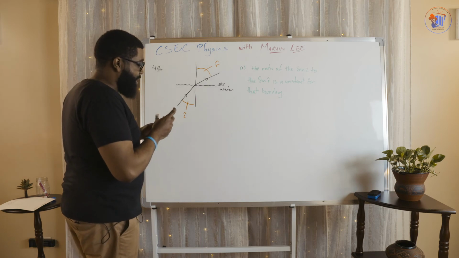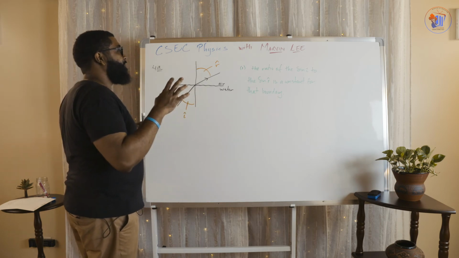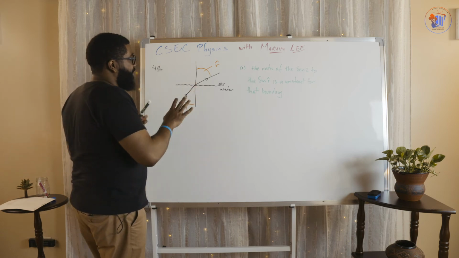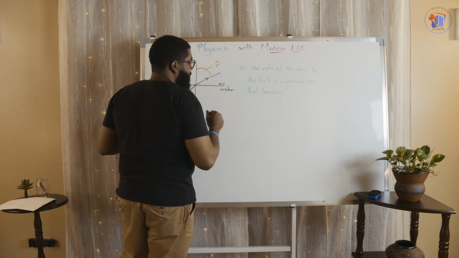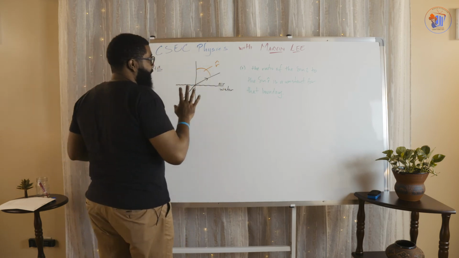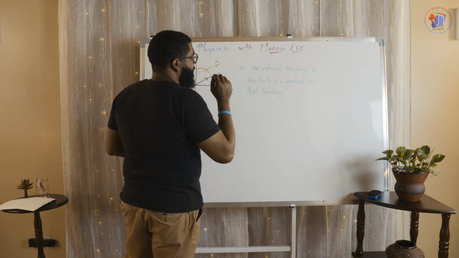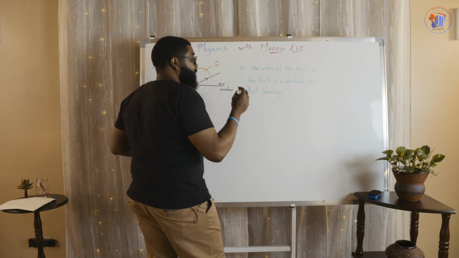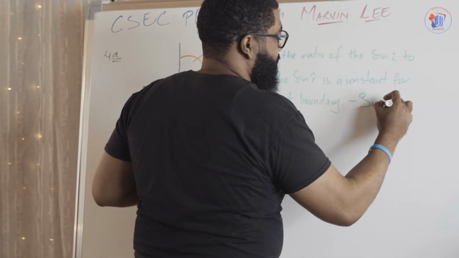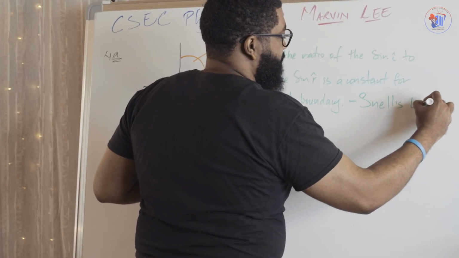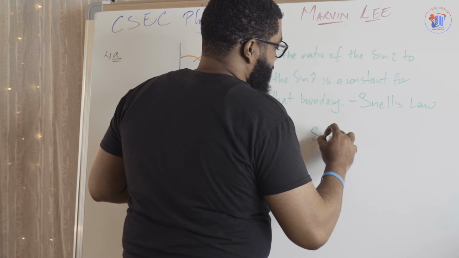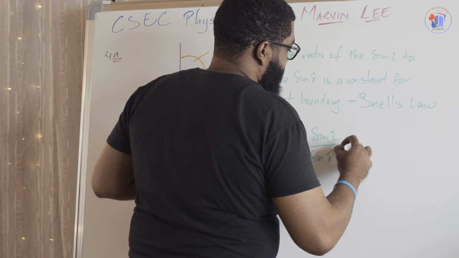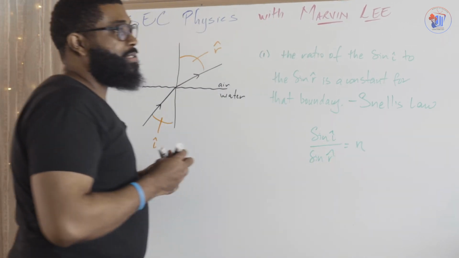Water generally has a fixed refractive index, but experimental error and other conditions can cause that to vary ever so slightly. So this is the first law. The ratio of the sine of the angle of incidence to the sine of the angle of refraction is a constant for that boundary. This is also known as Snell's law, S-N-E-L-L-apostrophe-S. And simply, sine i upon sine r is a constant called the refractive index.